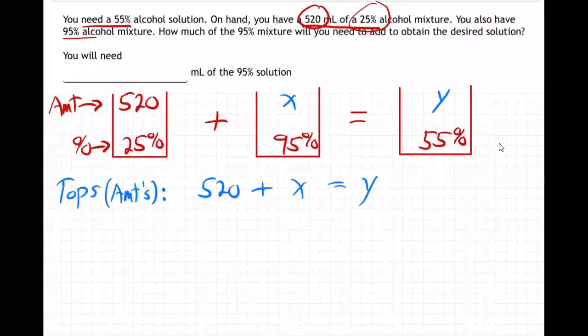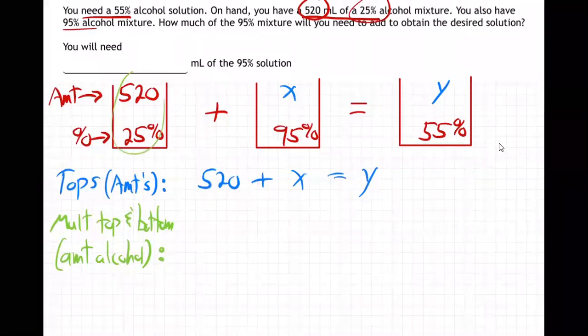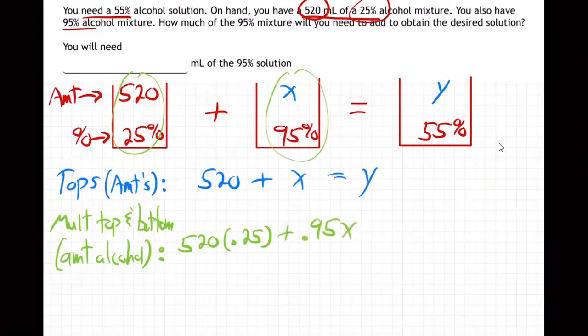And now the second one comes from multiplying top and bottom. That's the amount of, in this case, alcohol. So I'm going to multiply top times bottom. So 520 times 0.25, I have to change it to a decimal, plus, and then multiply these two, X times 0.95. So we always change our percentages to decimals when we use them in an equation, and then this one will be 0.55Y.